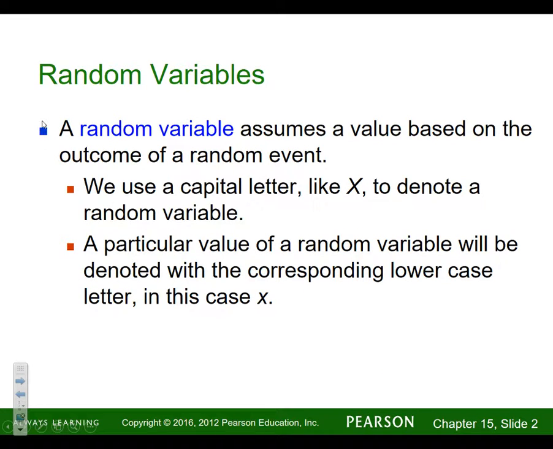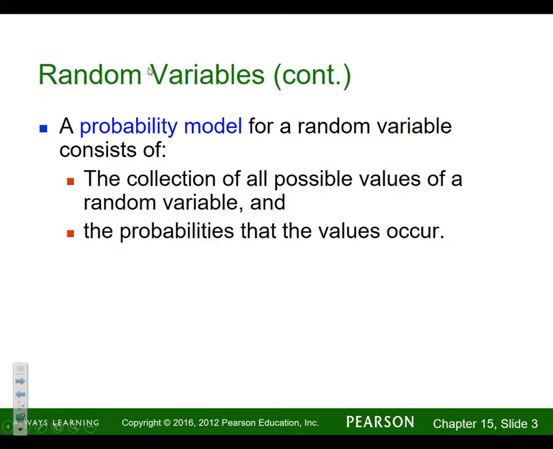Okay, we talked about random variables, right? Something you need to know about a random variable is that it's not to be confused with regular data that you collect. We use capital letters like capital X or capital Y to denote these random variables. A probability model consists of a collection of all possible values of a random variable.